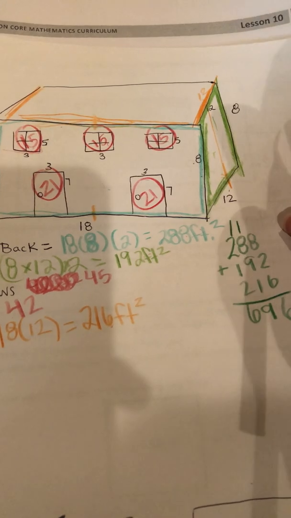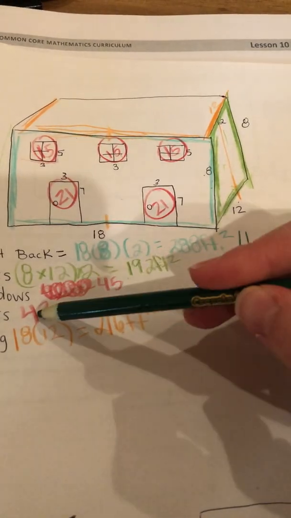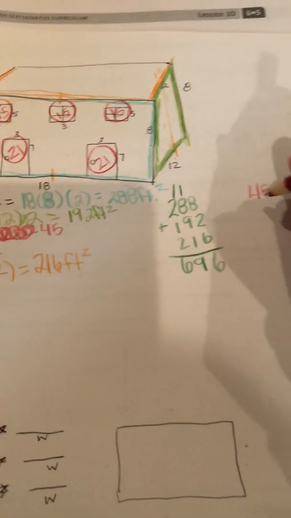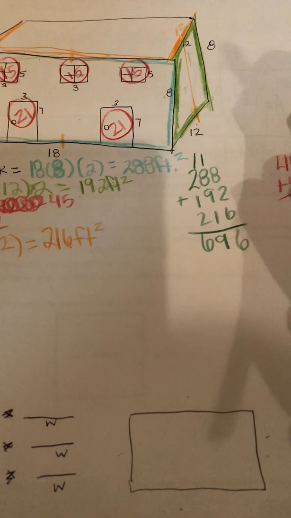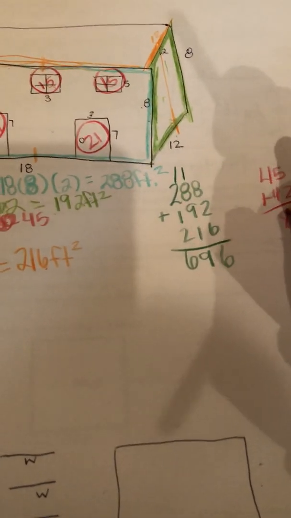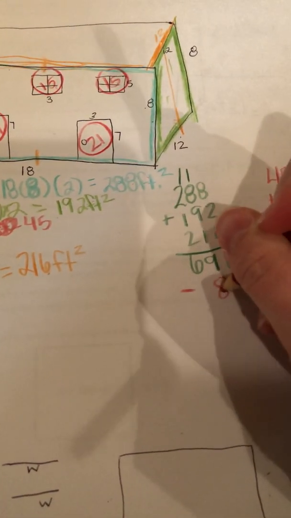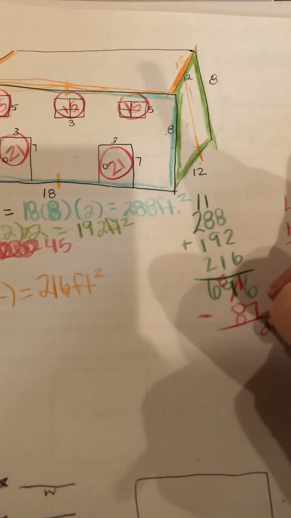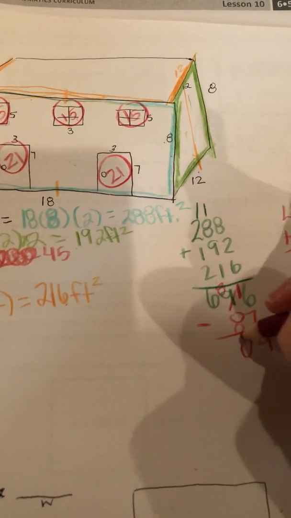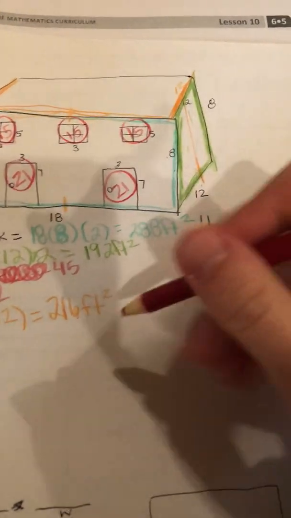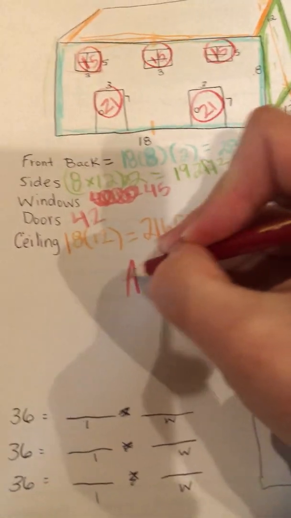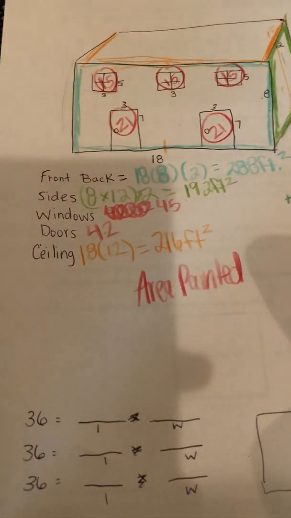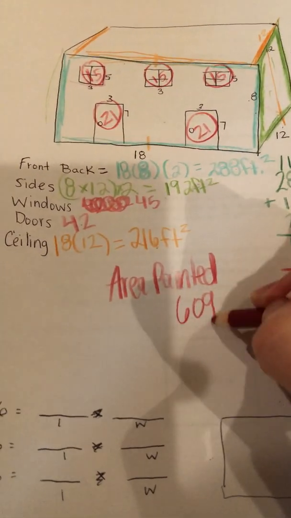So that's 696. And then I'm going to have to subtract 45 plus 42. 45 plus 42 is 87, so minus 87. 9, 8 minus 8 is 0, and 6. So the area to be painted is 609 feet squared.